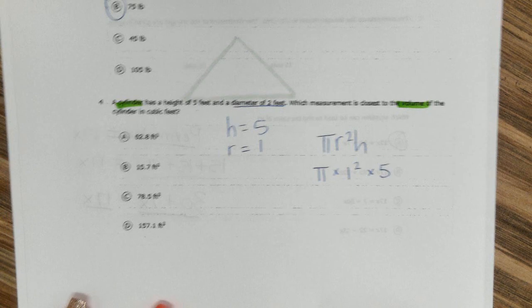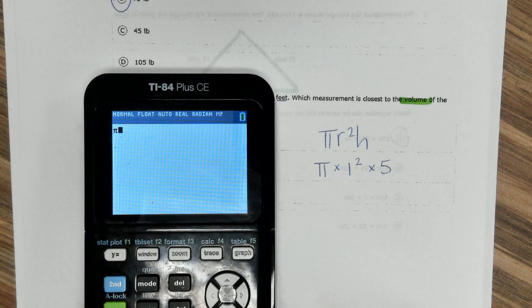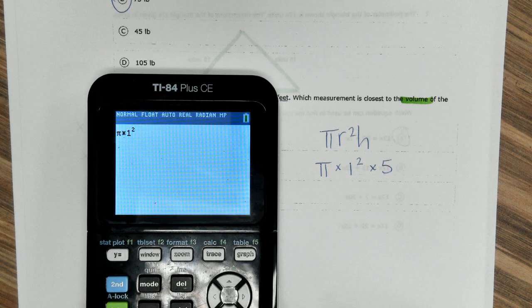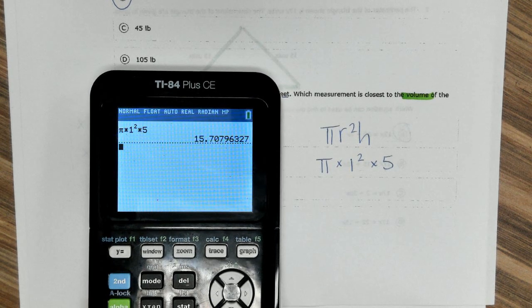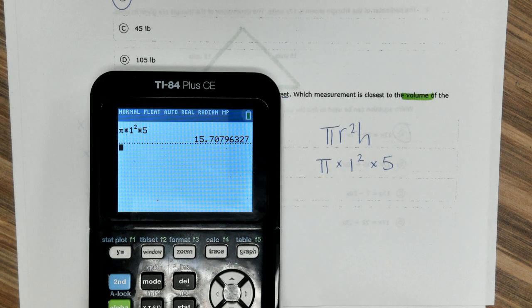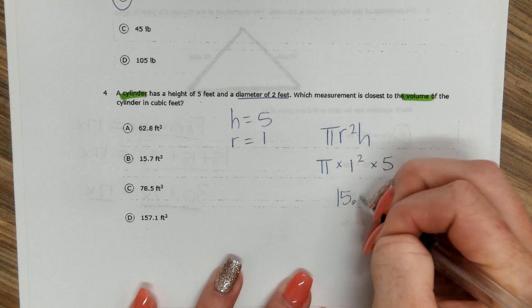And then you're going to take your calculator and type that in. Okay, the answer is 15.7. So the closest answer, the exact same answer, is B.